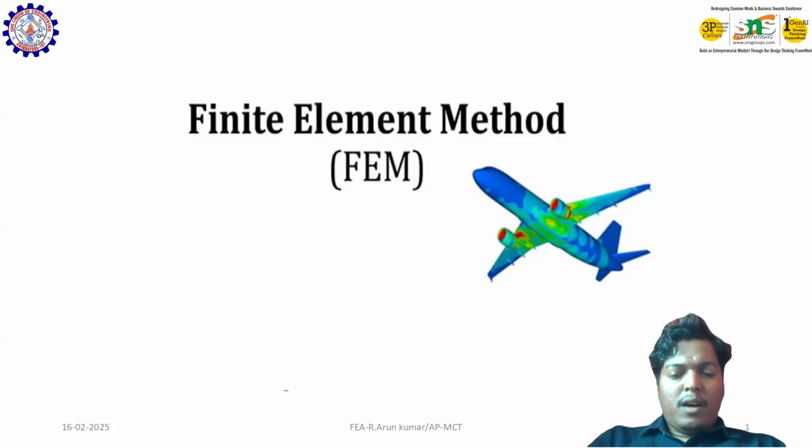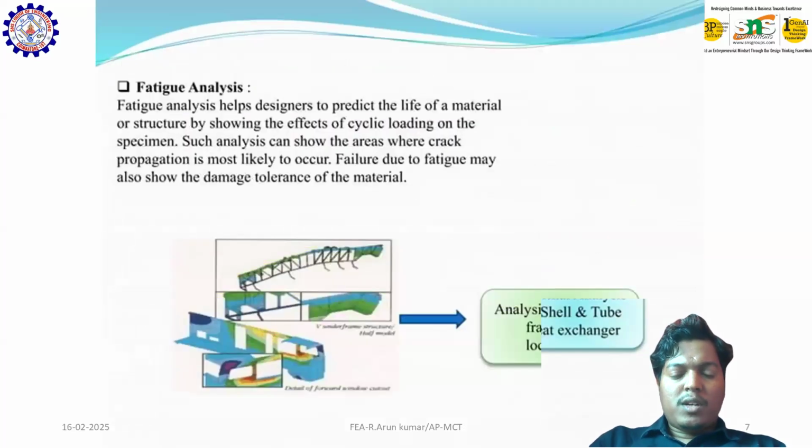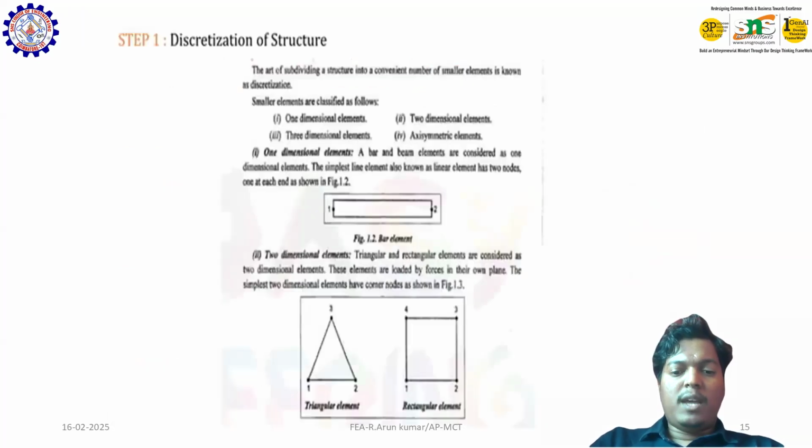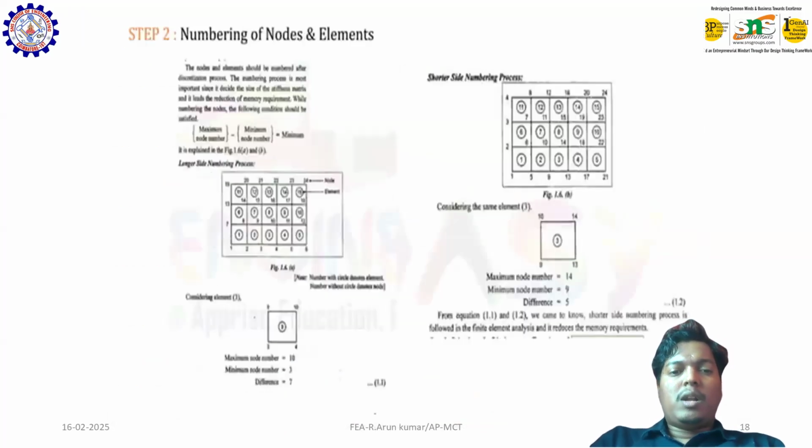Good morning. In this class, we see about the second step of the general FEA steps, that is how to give numbers to the nodes and elements. Last class we saw how the discretization of a structure is done, like one-dimensional, two-dimensional, three-dimensional, or axisymmetric elements. We will see the detail about these topics. Today's class we are discussing numbering of nodes.